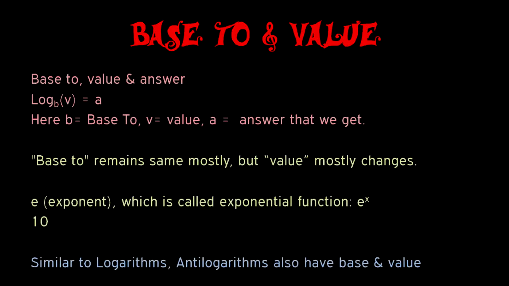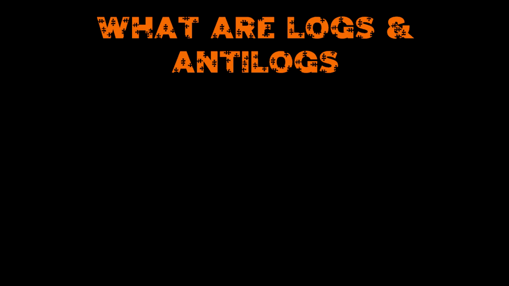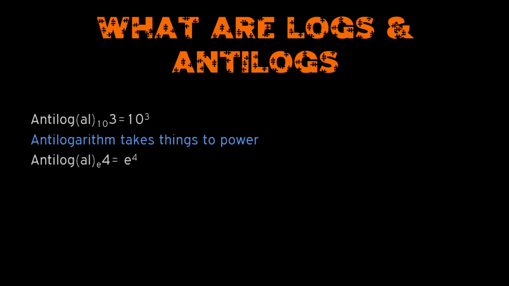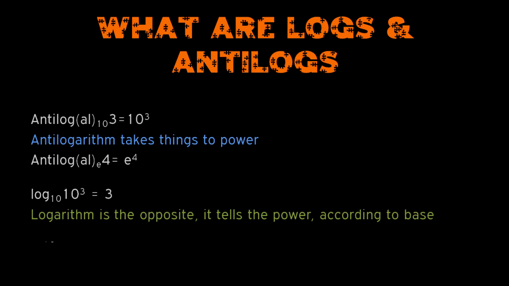Antilogs also have base and value. Now what are logs and antilogs? Antilog is something that takes the number to the power. Like antilog of 3 will take it to the power of base. Similarly, e raised to power 4. Now logs are something that tell us the power of the number. Like log of 10 base 10 will be 1. Log of 10 raised to power 3 base 10 will be 3.